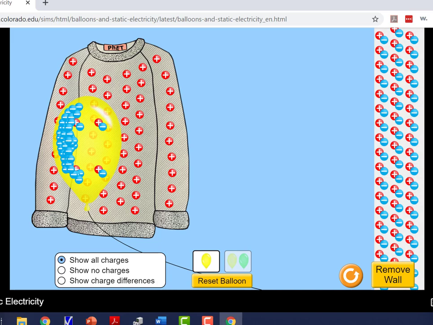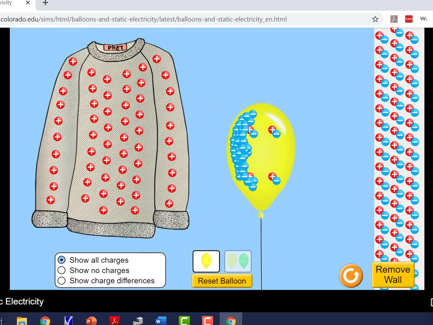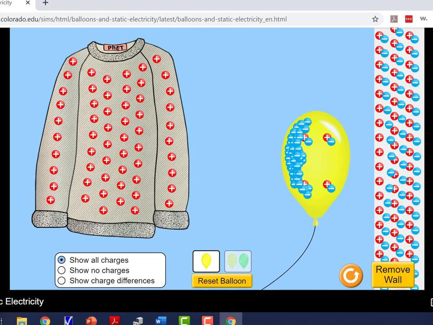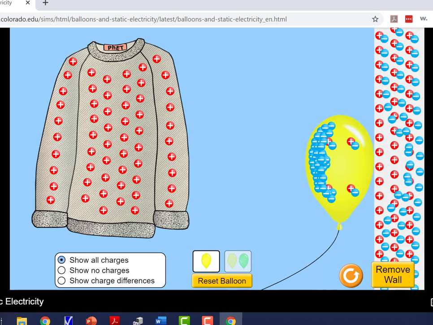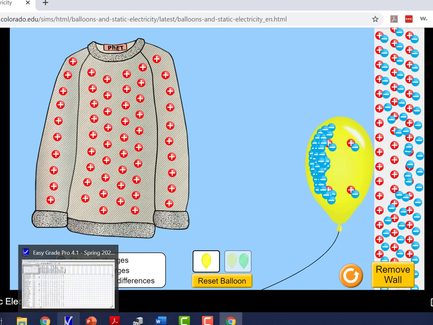But remember, only one of those pieces can move. Positive, the nucleus stays in place. Electrons can move around. So when I bring my balloon towards the wall, it pushes the electrons out of the way. And then right next to the balloon is a positive charge. And the balloon is negative. So that balloon's going to stick to the wall. That's what's holding up that balloon. The big charge on the balloon pushed the electrons and the bricks away. So I got positive next to negative and they stick together.